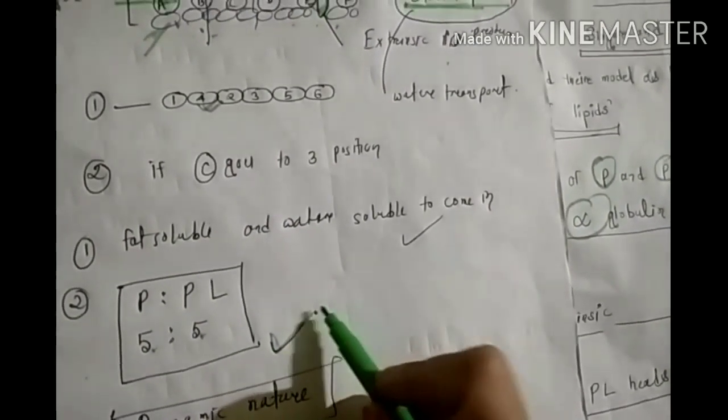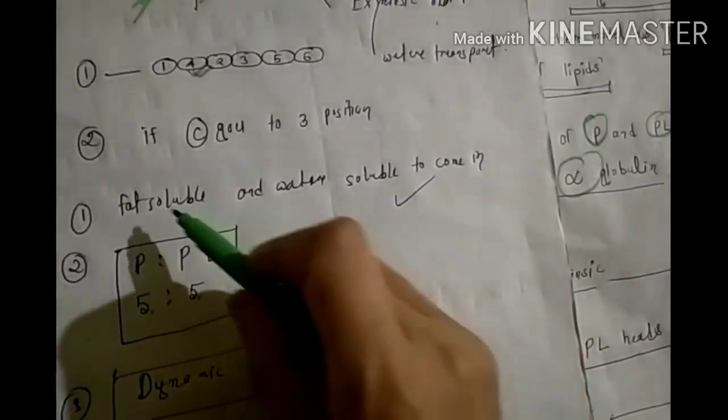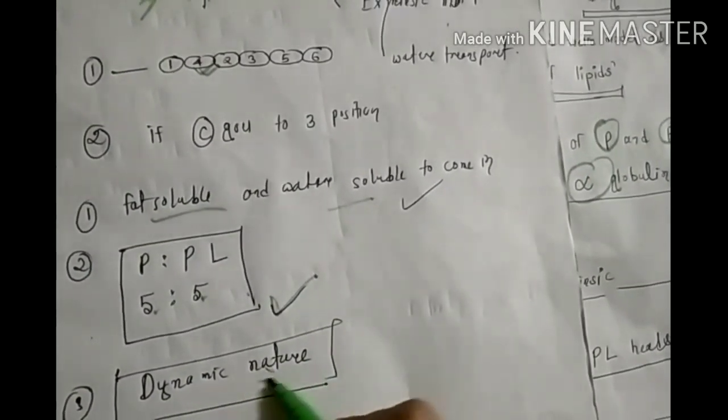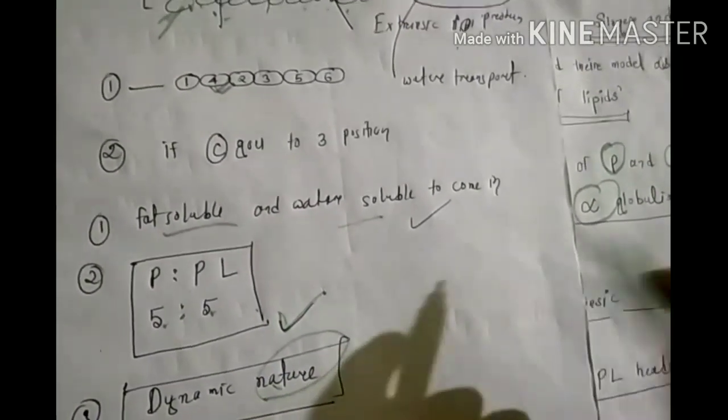The protein and phospholipid ratio is variable in nature. So these are the three assumptions we have made: fat molecules and water molecules can pass through it, protein and phospholipids are variable in nature, and the plasma membrane is dynamic in nature. So this is about the fluid mosaic model.